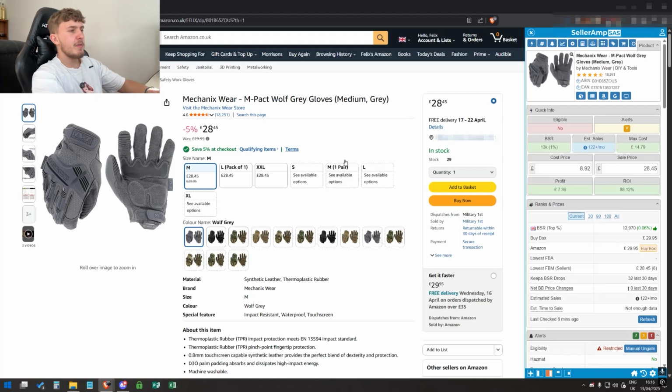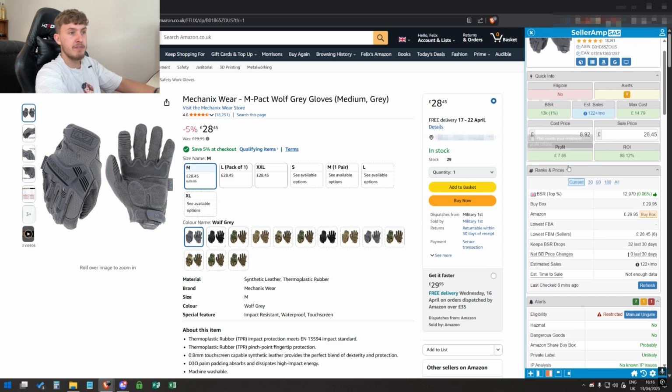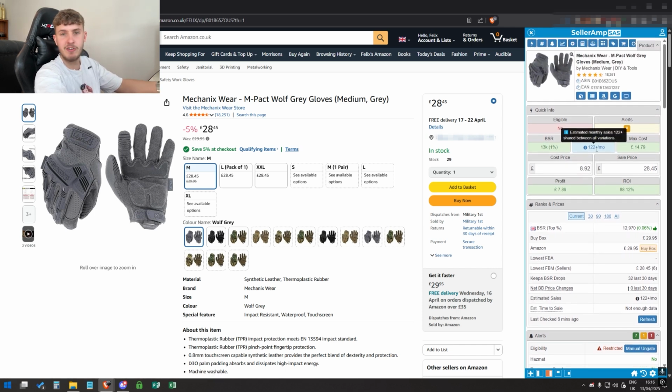So this is the thing that we've got on screen now. We can see there's some gloves, mechanics gloves, something like that. The estimate on SaaS says that this item sells 120 times a month. So straight away you might be thinking, wow, you're obviously getting this at a really good price, it sells really well, but all is not as it seems.